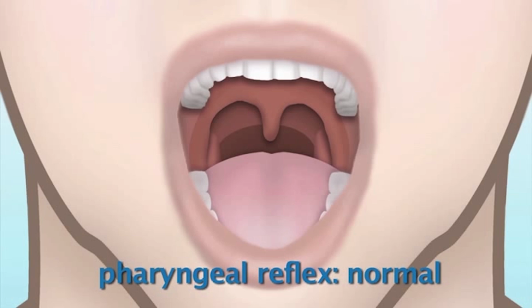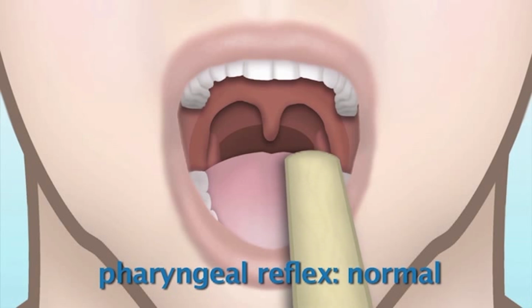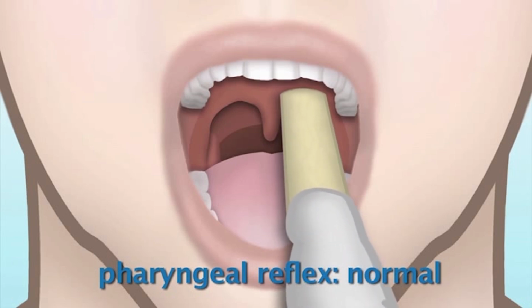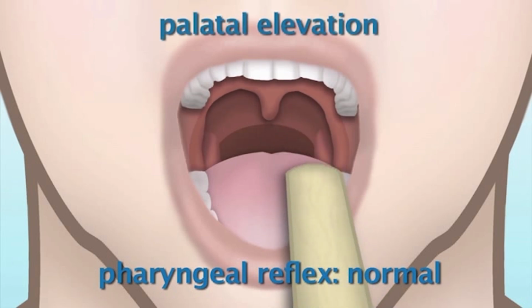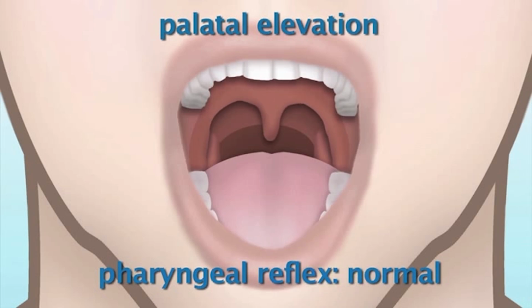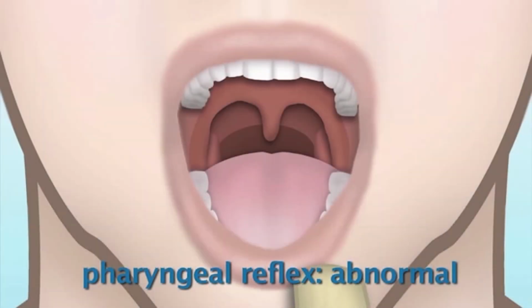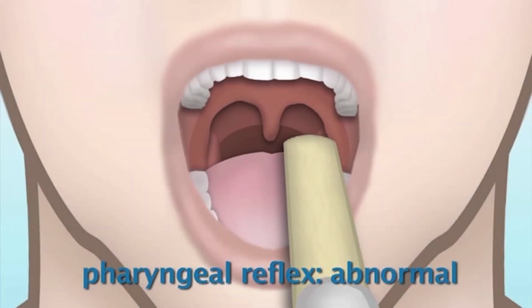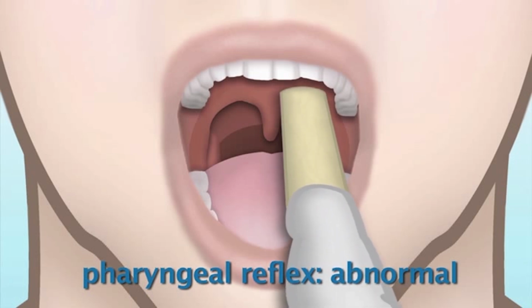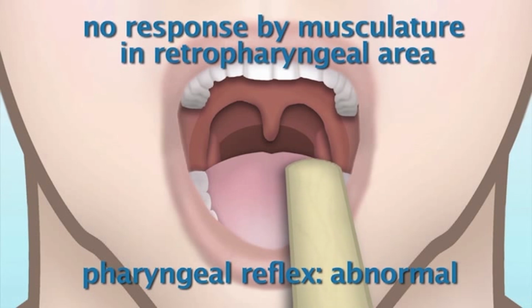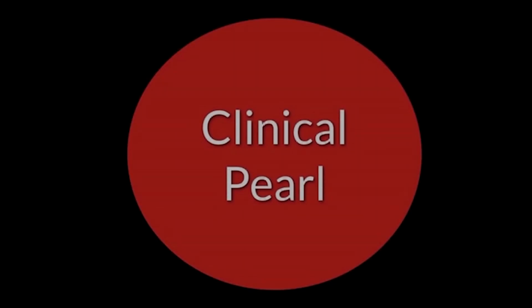Pharyngeal reflex. With a normal and intact pharyngeal reflex, when you insert a tongue blade deep into the back of the patient's throat, you will see that the palate will elevate. In patients with an abnormal pharyngeal reflex, when you insert a tongue blade deep into the back of the patient's throat, you will see no response by the musculature in the retropharyngeal area.